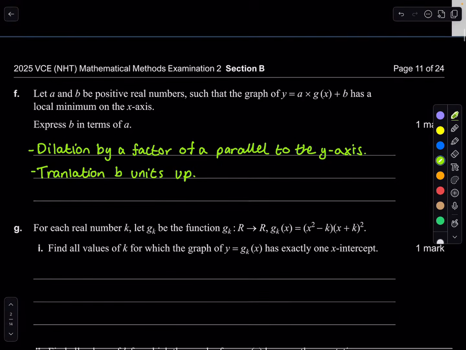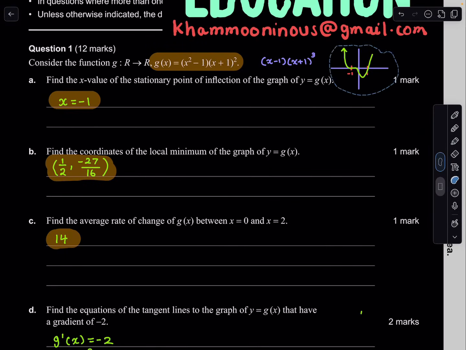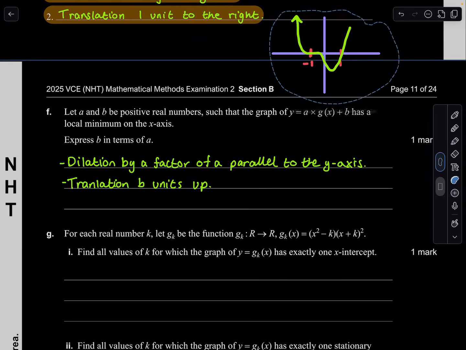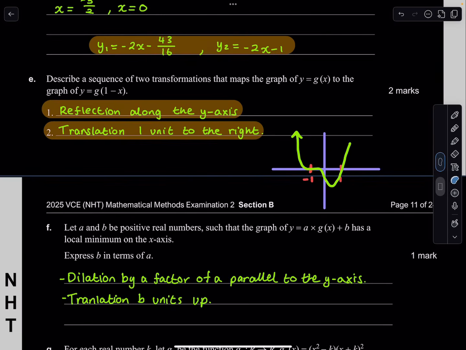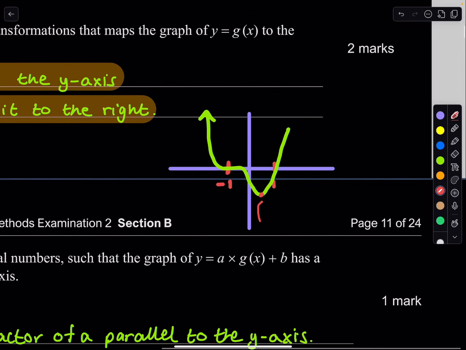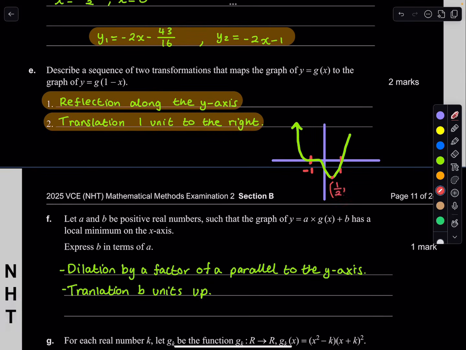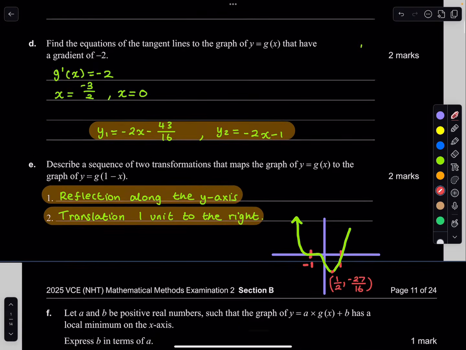Well, let's go back to our original graph. You remember when we drew this graph here? Let's bring it down here and use it to help us do this question. Let's make it larger. Okay, so what we want is the local minimum on the x-axis. Can you see this is your local minimum over here? Now, what was our local minimum? Our local minimum in our case was a half, negative 27 over 16. Isn't that correct? So that's our local minimum.